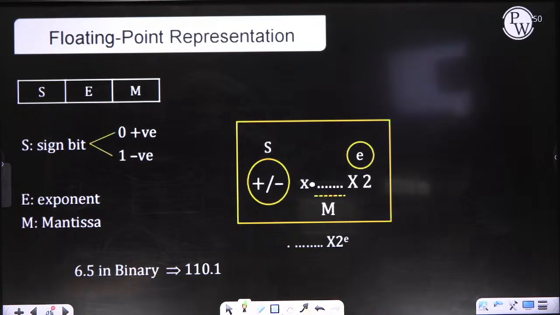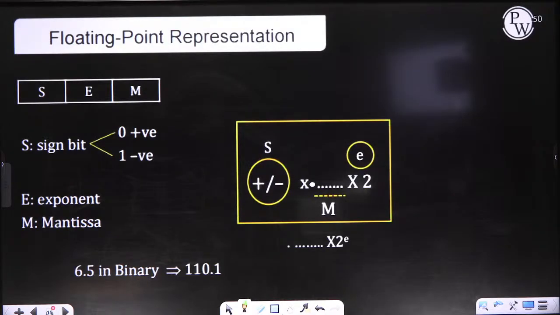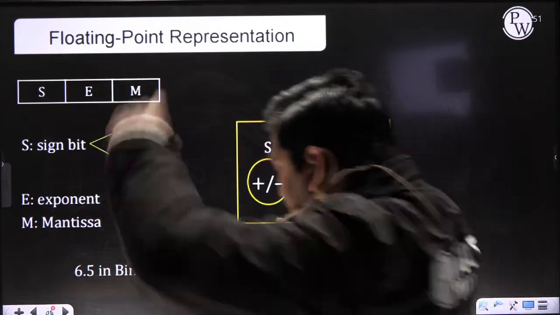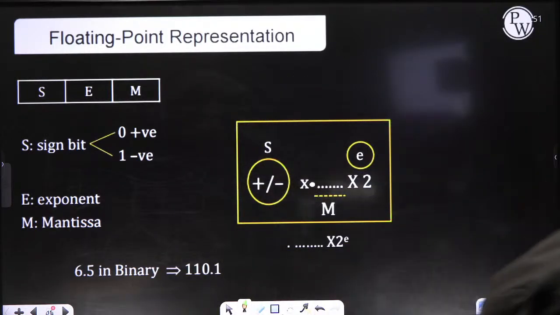Now I am going to start my favorite topic, floating point representation. Each and every topic is my favorite. Is everything clear till now? Till now everything is crystal clear. May I start? Each and every one, kindly write down in the chat box. Very good. So we will start.